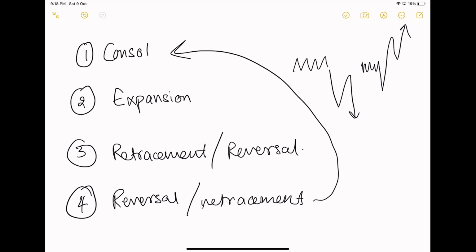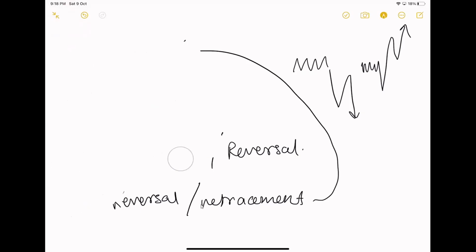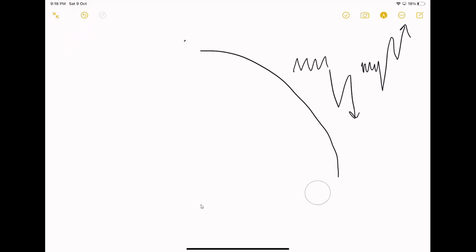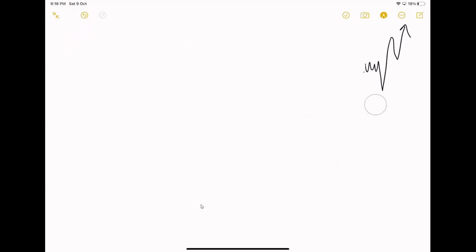Okay. All right. Then when we look at the continuation cycle, here are the things that we want to be looking for in price action, right? So let's look at the continuation cycle.